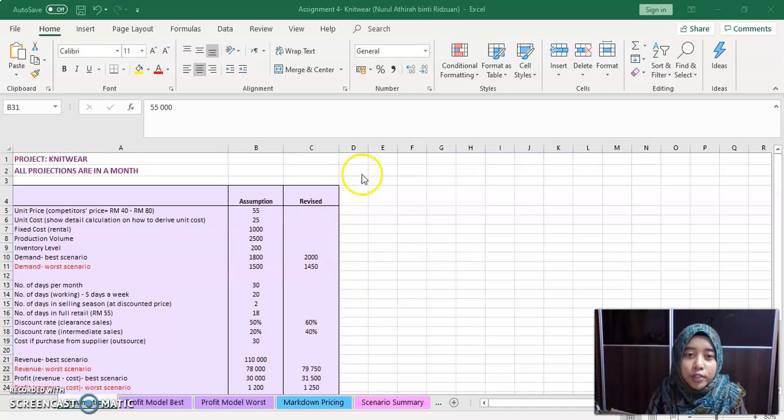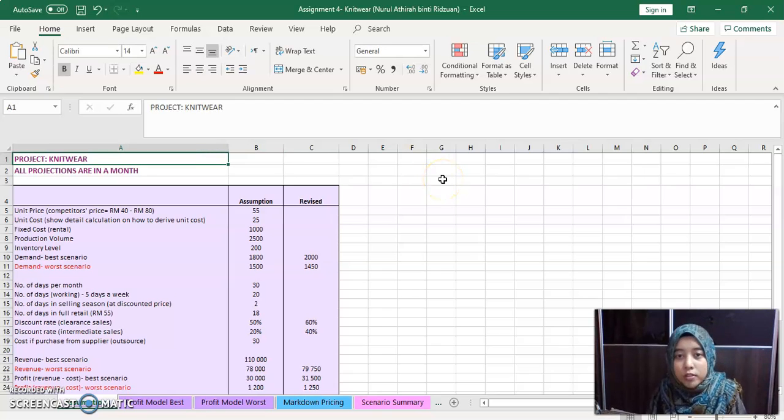So today I would like to present to you the project business of knitwear. Why I choose knitwear? Because nowadays knitwear is a trend among teenagers. So I decided to sell the knitwear.